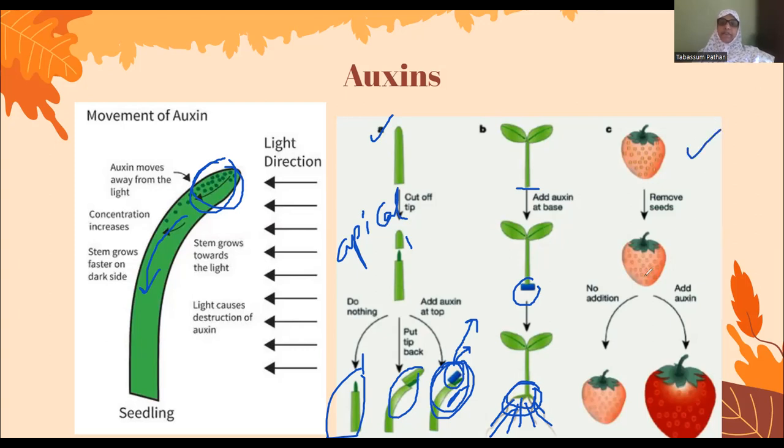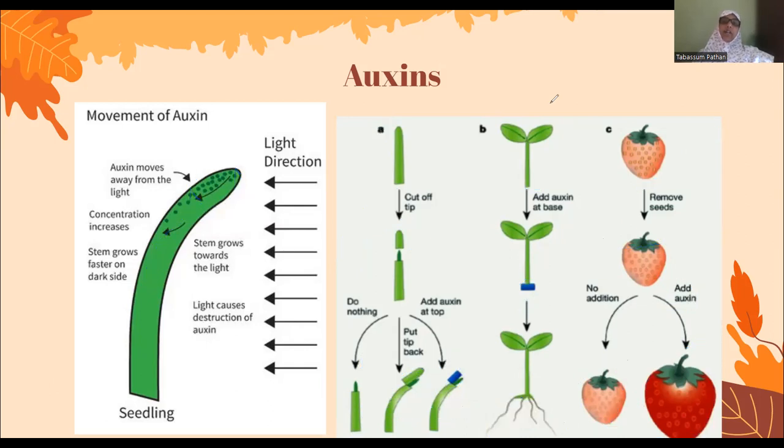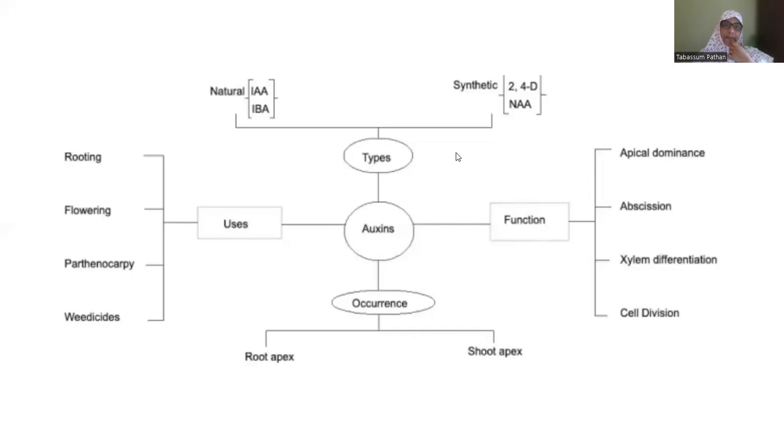Similarly, in this example, for general growth and increase in elongation and cell division, you take a fruit and you don't do anything in one version, and in another example you apply auxin hormone, so it will grow naturally. So this is how the auxins work in function. This is a summary of auxin.